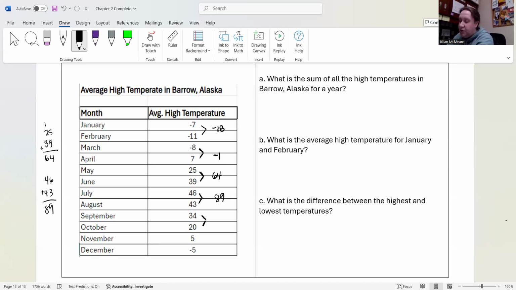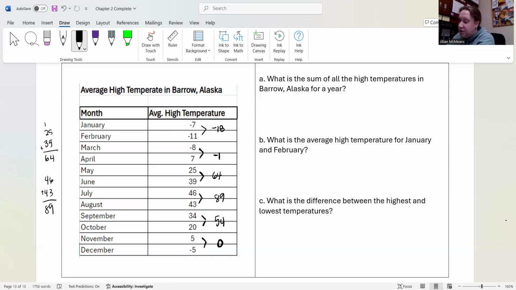2 by 2, let's see, we have 34 plus 20. 34 plus 20 is 54. And then finally, -5 plus 5, that's just going to be 0, okay? So we've got it down to 6 data items that we need to add up.